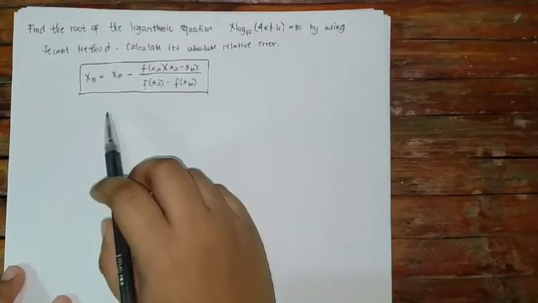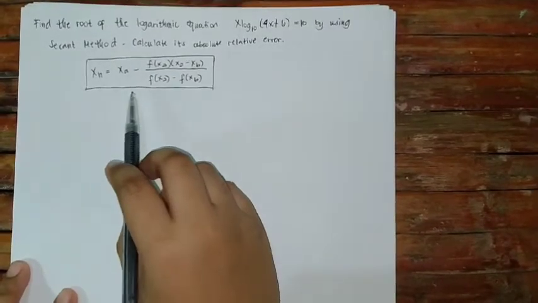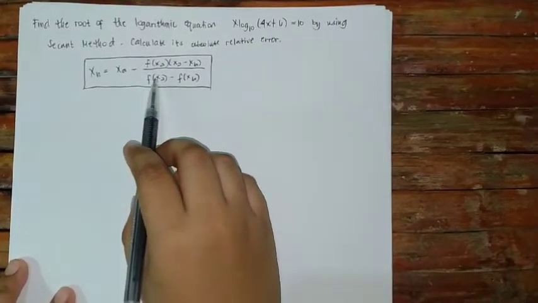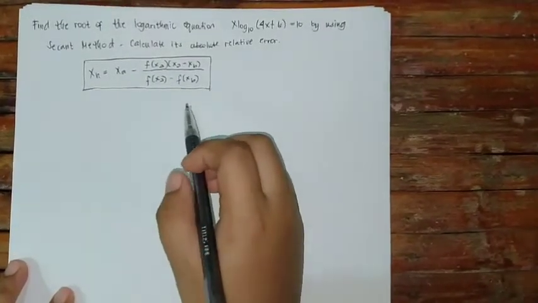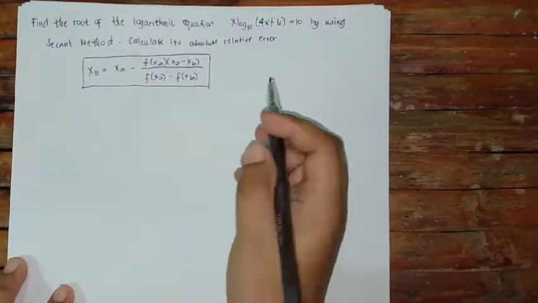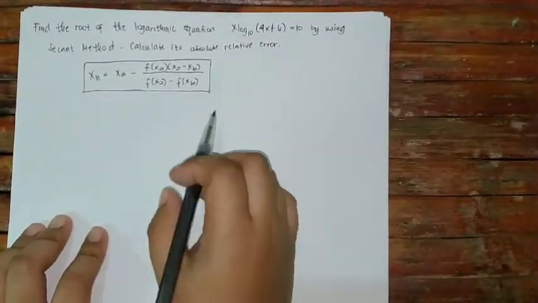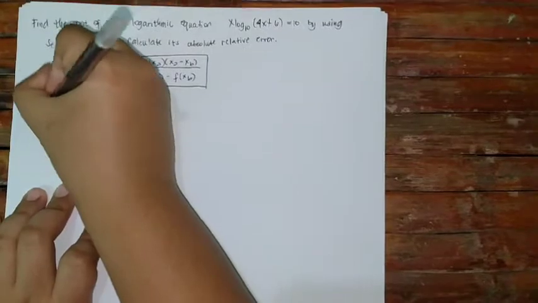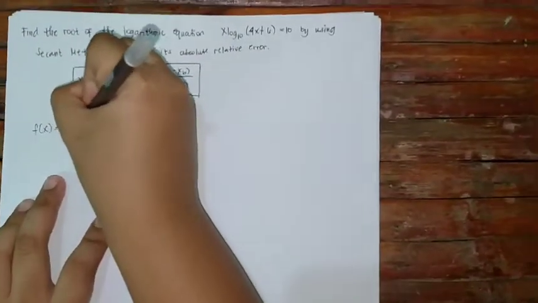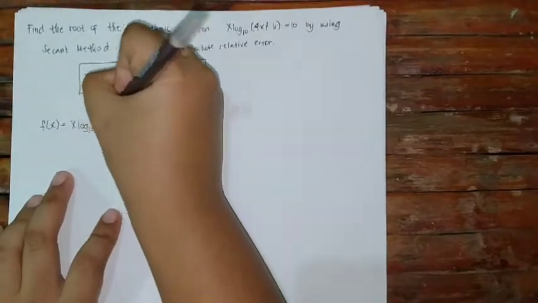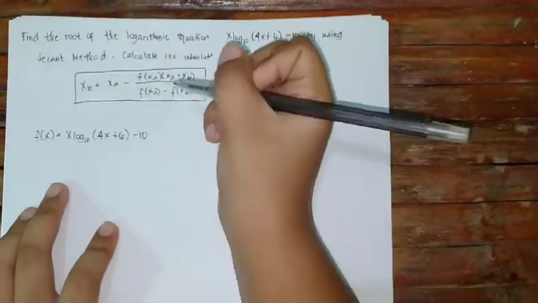So here we can see the formula of the secant method. We have x_n = x_a - f(x_a)(x_a - x_b) / (f(x_a) - f(x_b)). First we're going to rewrite our example into general form. So we have f(x) = x log10(4x + 6) - 10.